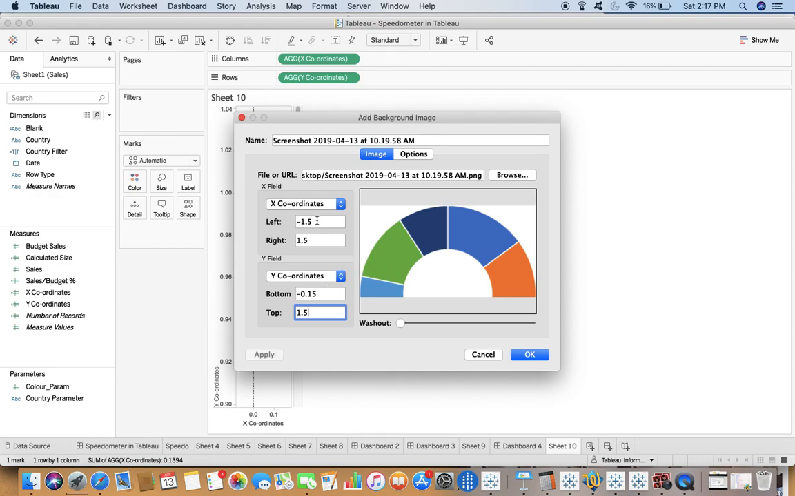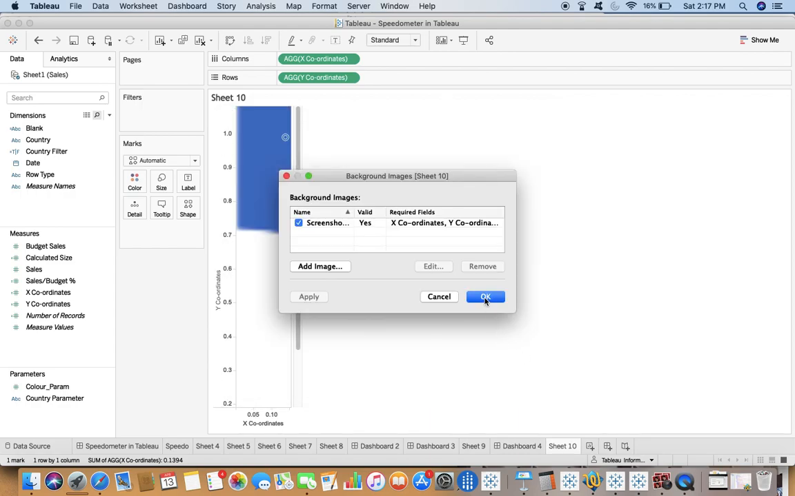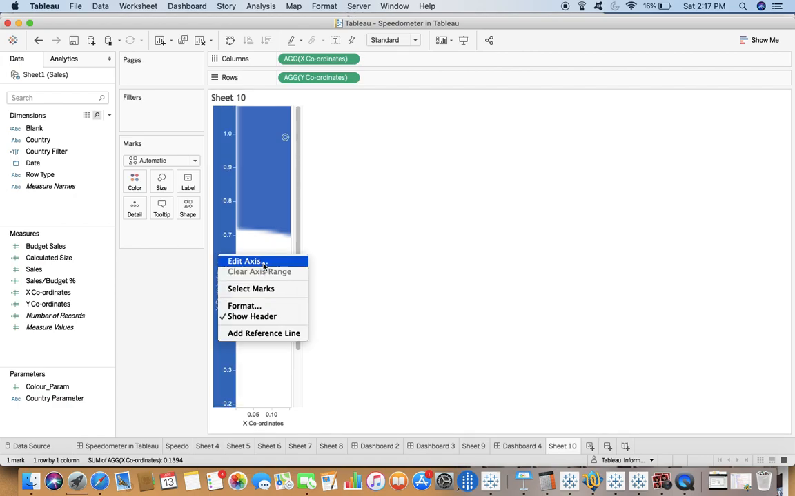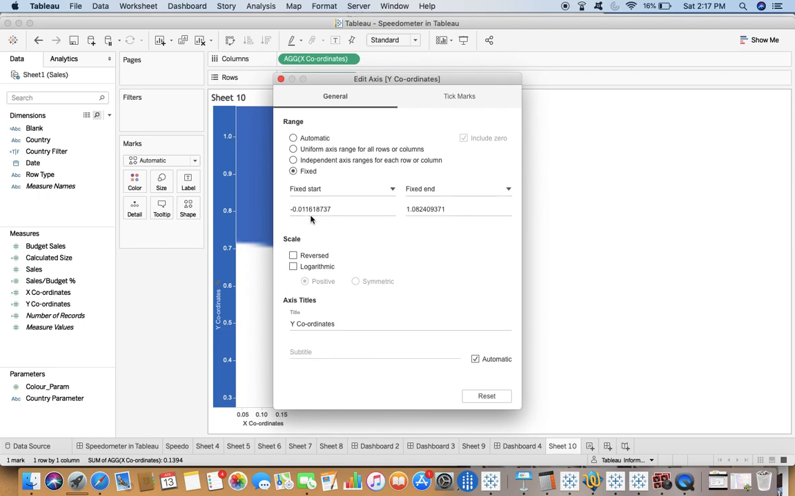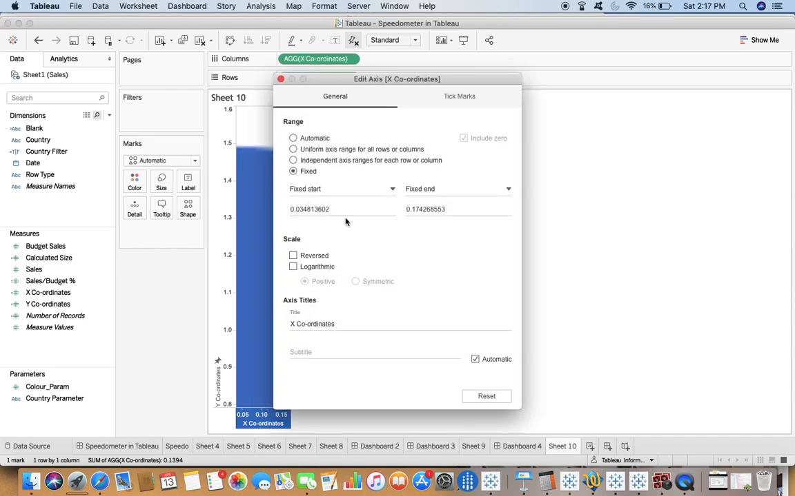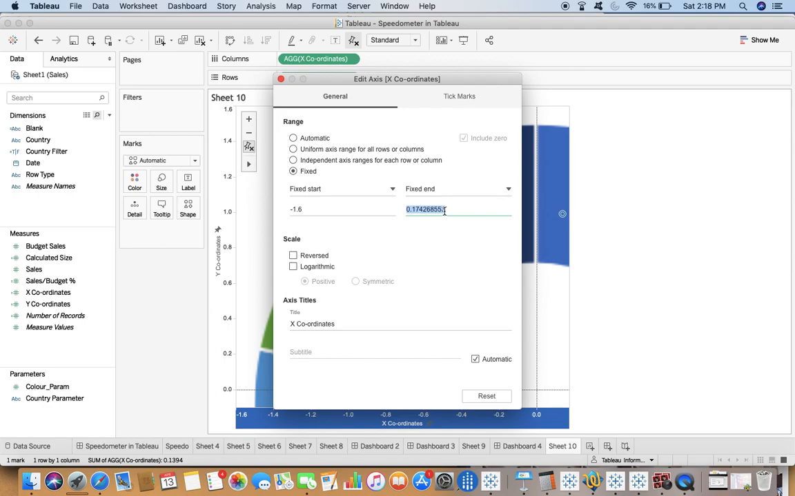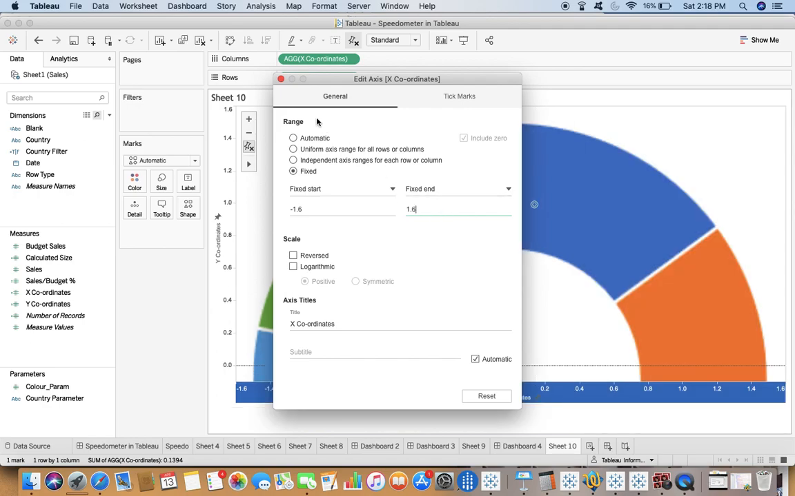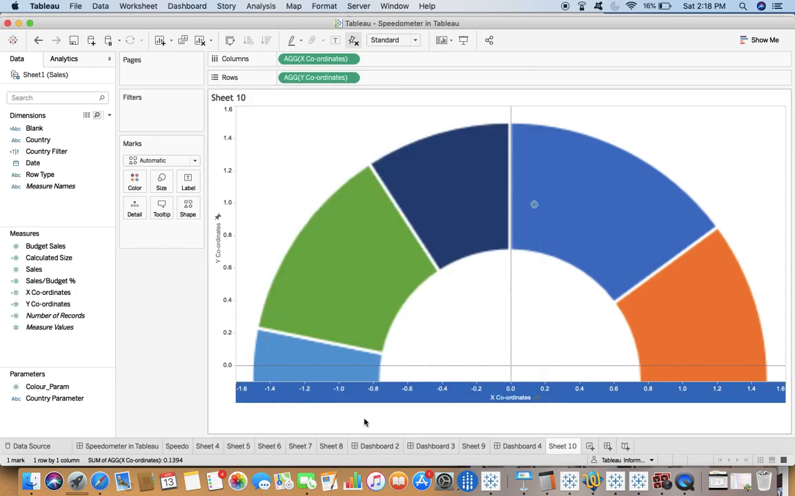You'll face problems initially, don't worry. Let me check once again. Next coordinate, x under x, y under y, bottom. There's a size problem over there, so we will have to fix the x and y coordinates as well. The y coordinate should be minus 0.10 to plus 1.6. The X coordinate, remember we did minus 1.5 over there, so say minus 1.6 to plus 1.6. Oh my god, it is coming up. Can't believe it has come up.